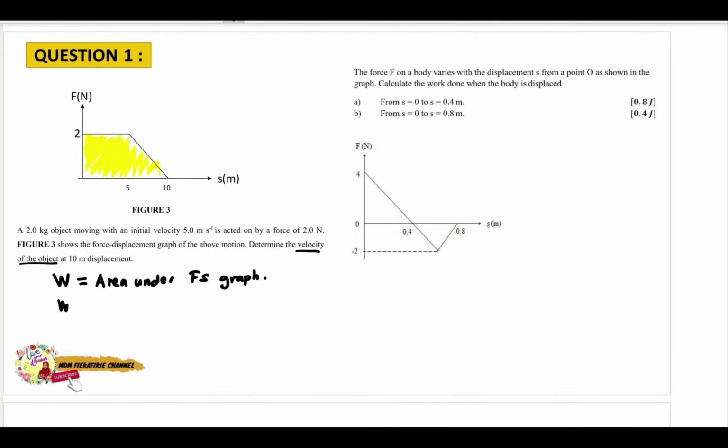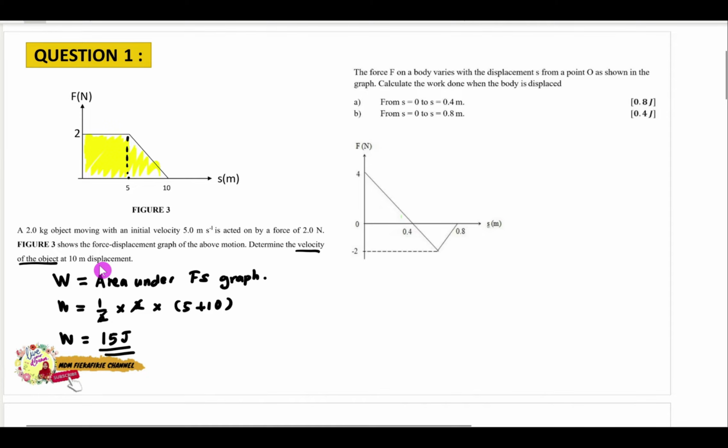Okay, so here we have trapezium shape. So half times the height is 2. And then the parallel side of the trapezium. So this should be 5 plus 10. Okay, so the work done is actually equal to 15 joule.